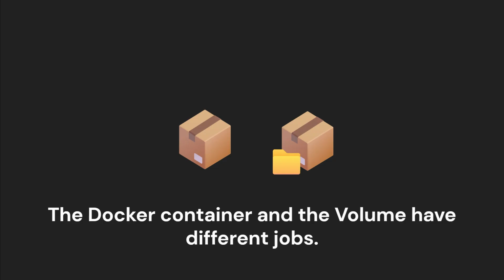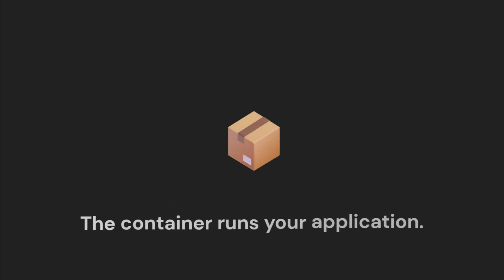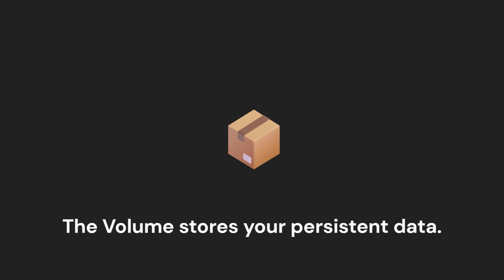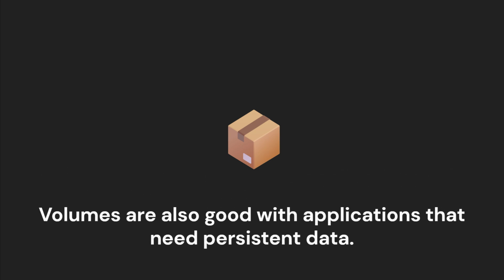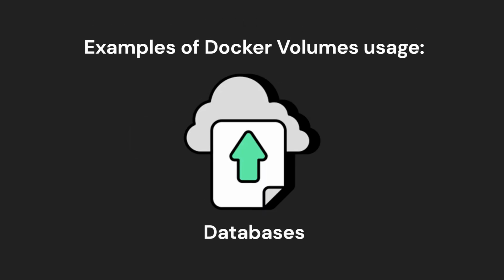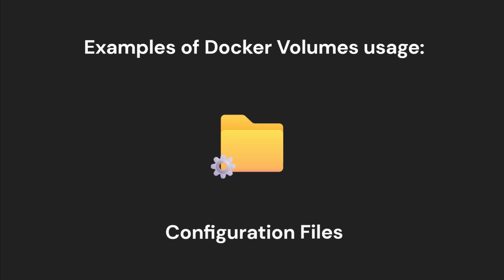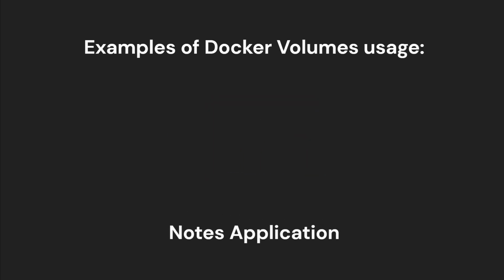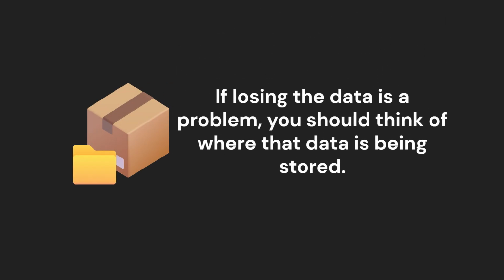That's because the Docker container and the volume have different jobs. The container runs your application. The volume stores your persistent data. Volumes become especially useful when you're working with applications that need persistent data. For example, databases, user uploads, configuration files, development environments, or something as simple as a notes application. If losing the data would be a problem, you should think about where that data is being stored.